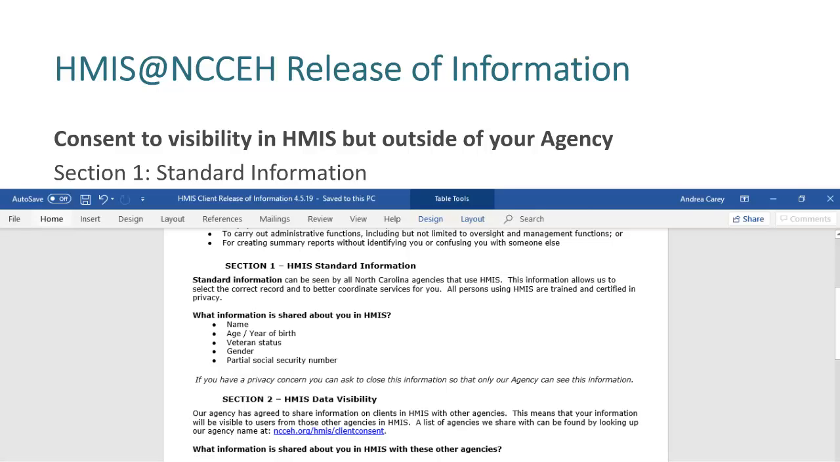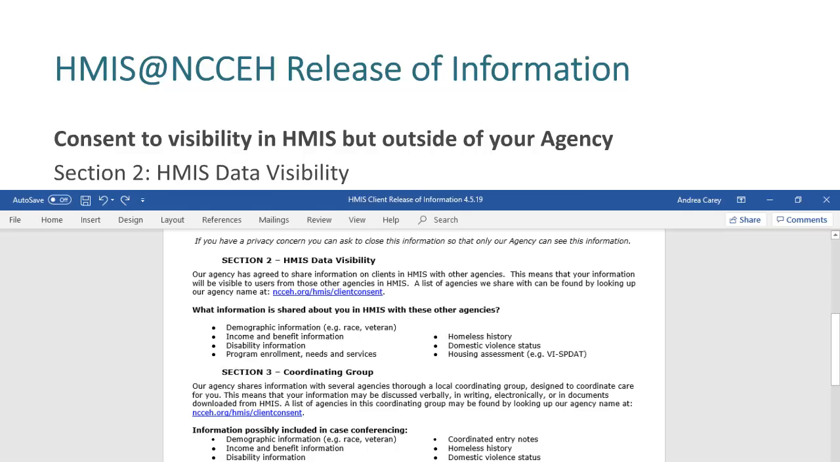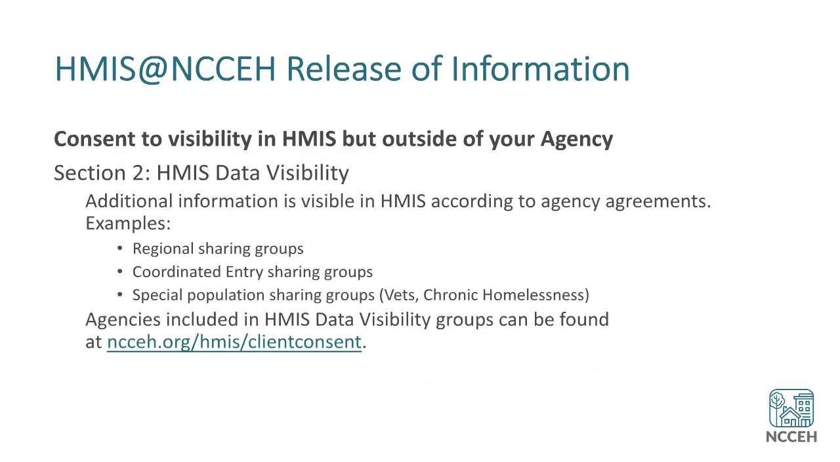Section 1, Standard Information. Section 1 outlines the standard information that is visible in HMIS for search and deduplication purposes. Again, this is the client's name, age, year of birth, gender, veteran status, and last 4 of the Social Security number. If the client does not want this information visible, contact the data center immediately. We are scrolling down to Section 2, covering consent to visibility in HMIS but outside of your agency.